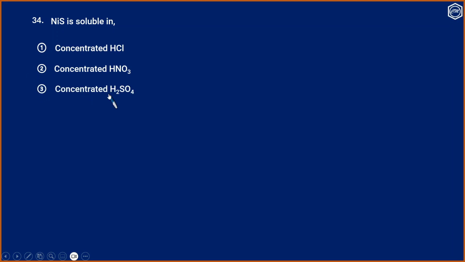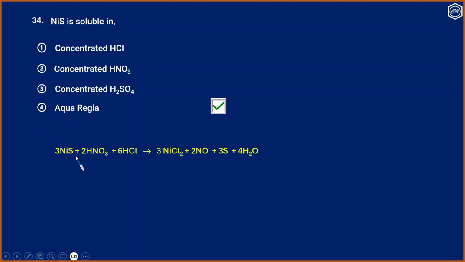Question 34. Nickel sulfide is soluble in 1. concentrated HCl, 2. concentrated HNO3, 3. concentrated H2SO4 and 4. aqua regia. Nickel sulfide is soluble in aqua regia. That is nickel sulfide plus 2 HNO3 plus 6 HCl giving nickel chloride, nickel oxide and nitric oxide, sulfur. Aqua regia is a mixture of concentrated HNO3 and HCl in the ratio 1:3.